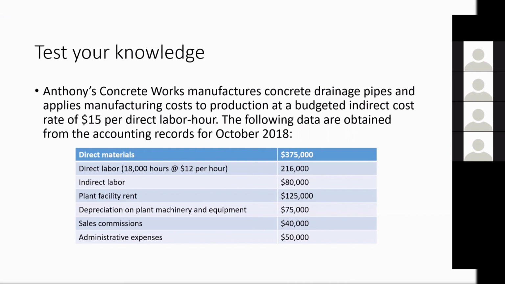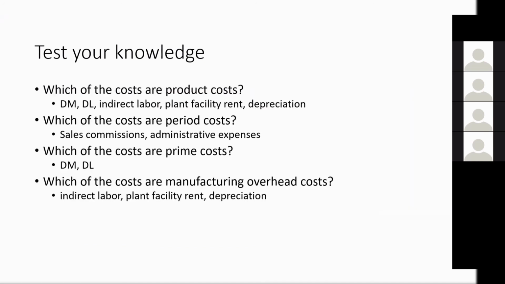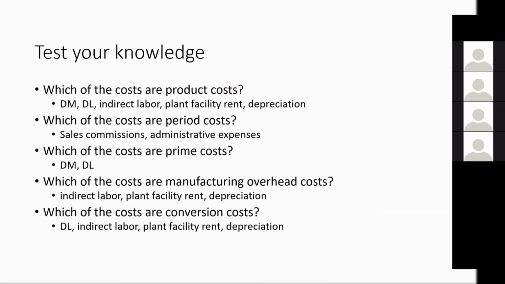Any final questions? You mentioned prime cost. Can you clarify what those are? Prime costs are the direct materials and direct labor. Okay. And actually, at this point, that might help. Costs.